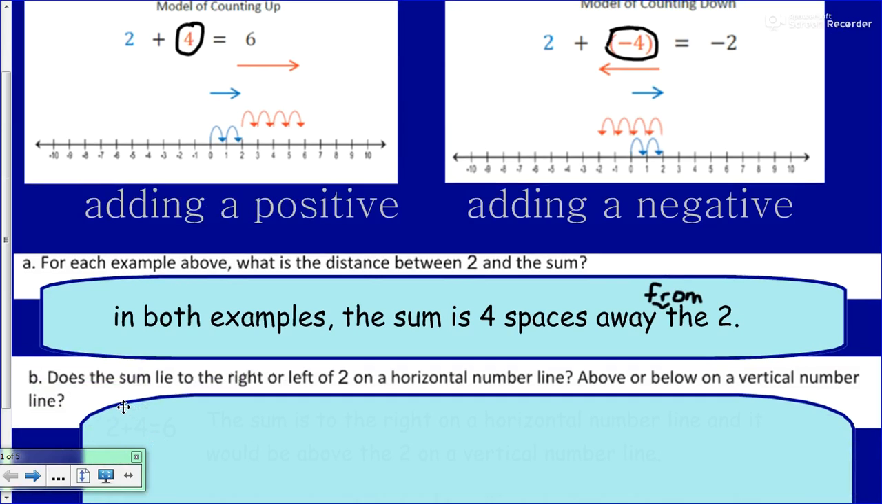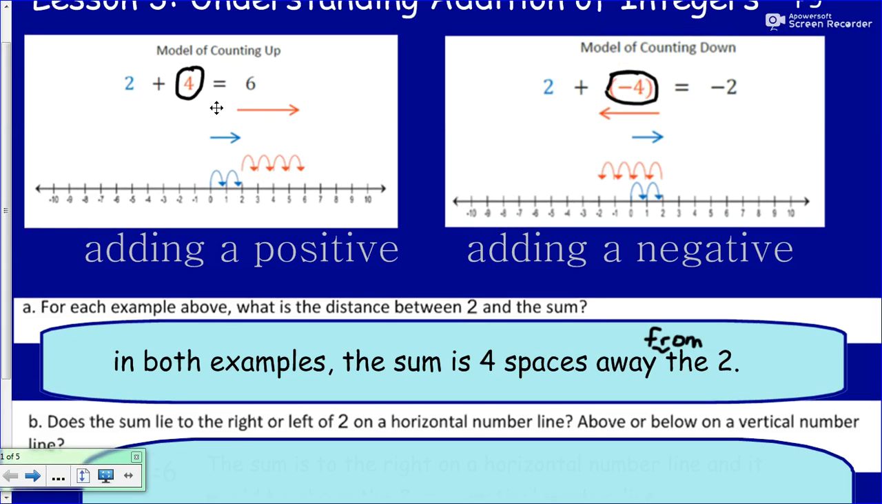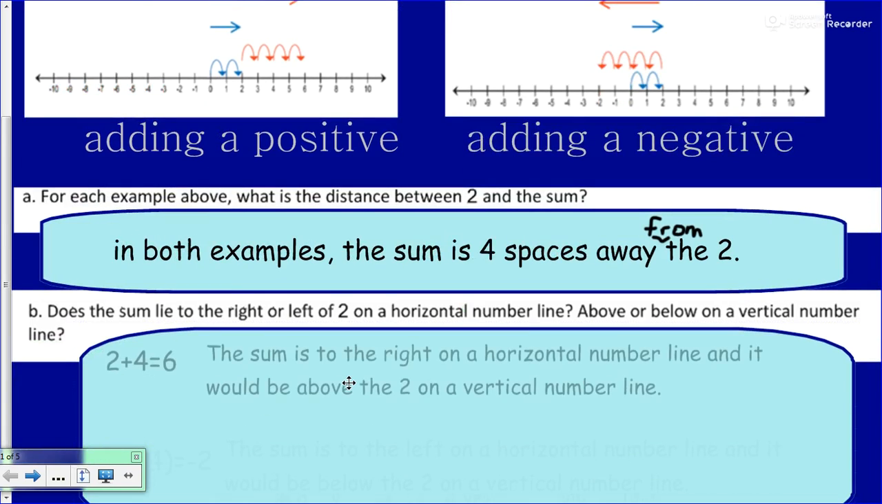And then part B asks us if the sum lies to the right or the left on a horizontal number line, and then if we had a vertical number line, if it would be above or below. Well, in this first example, our sum is to the right. If we had a vertical number line, it would be above, and that is because the 4 that we are adding is a positive number. Okay. So in the 2 plus 4 equals 6, the sum is to the right on a horizontal, and it would be above on a vertical.